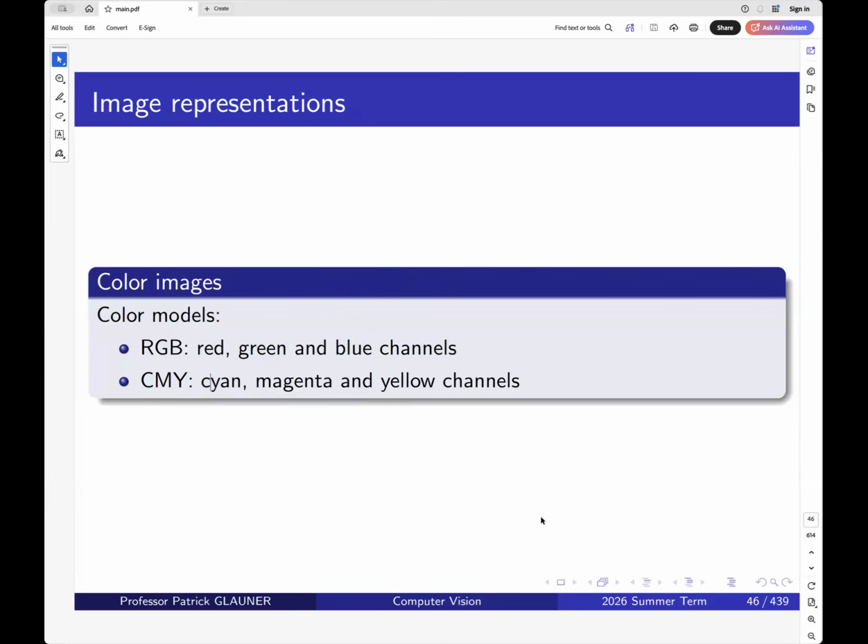This is, for example, a representation you would see in a lot of printers, like the laser printer that I have at home. This would be the colors. And you can convert from RGB to CMY and back quite easily.